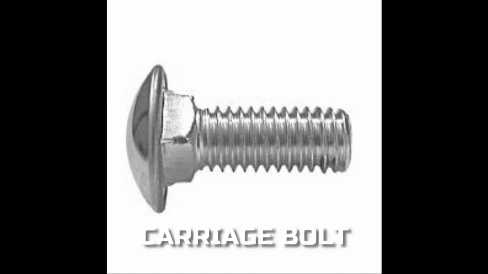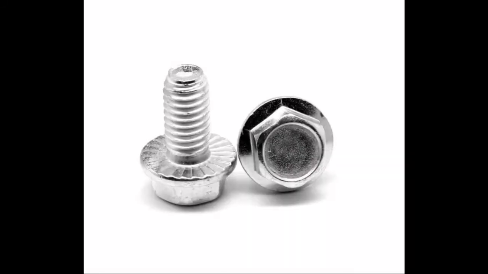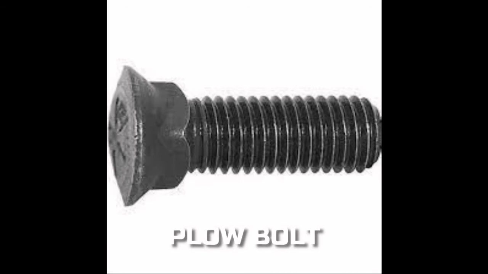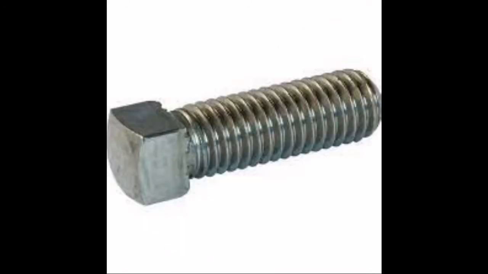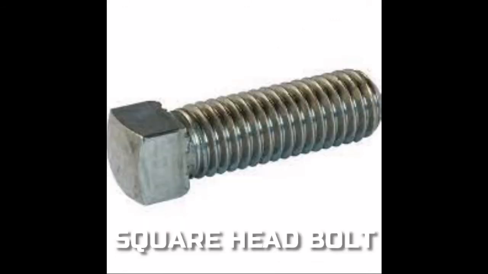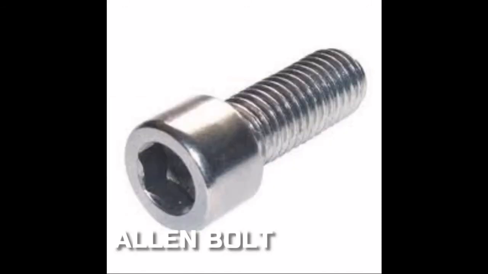Carriage bolts. Carriage bolts have dome or countersunk heads with a square component under the head to keep the bolt from moving while tightening the nut. Flange bolts. Flange bolts include a circular flange beneath the head for distributing loads evenly. Plow bolts. Plow bolts are for heavy-duty applications such as heavy equipment with non-protruding heads. Hex head bolts. Hex head bolts are six-sided with machine threads. Square head bolts. Square head bolts have square heads offering an easier grip for wrenches. Allen bolts. Allen bolts have a hexagonal socket for use with Allen wrenches.